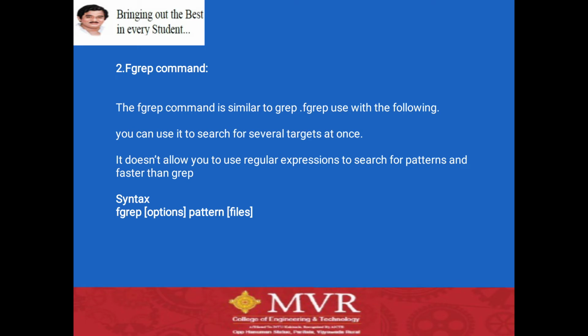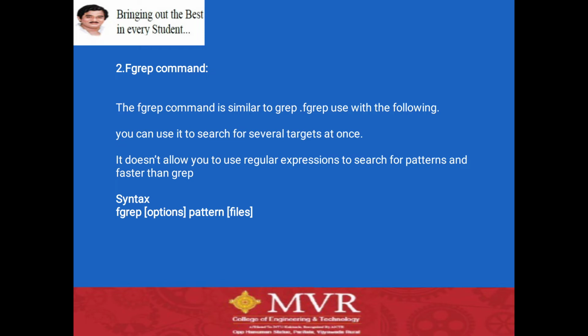So grep, as I said, because we are discussing the grep family, there are three types of greps available. What we have discussed till now is the normal grep, that is global regular expression print. This is the second type of grep, that is called fast grep. Fgrep is nothing but a fast grep.